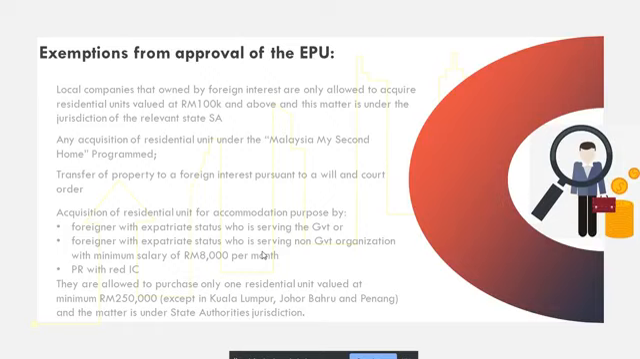Foreigner with expatriate status who is servant for the government. Foreigner with expatriate status or serving non-government organisation with minimum salary 8,000 sebulan, minimal 8,000. Permanent resident dengan IC merah, they are allowed to purchase only one residential unit only. Minimum dia 250,000 kecuali KL, Johor Bahru and Penang. And the matter of course jatuh bawah kuasa kerajaan negeri lah. Dia yang menentukan.